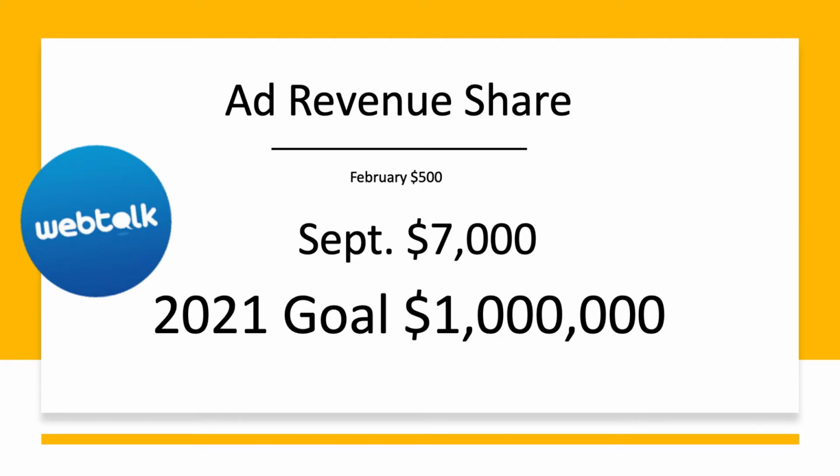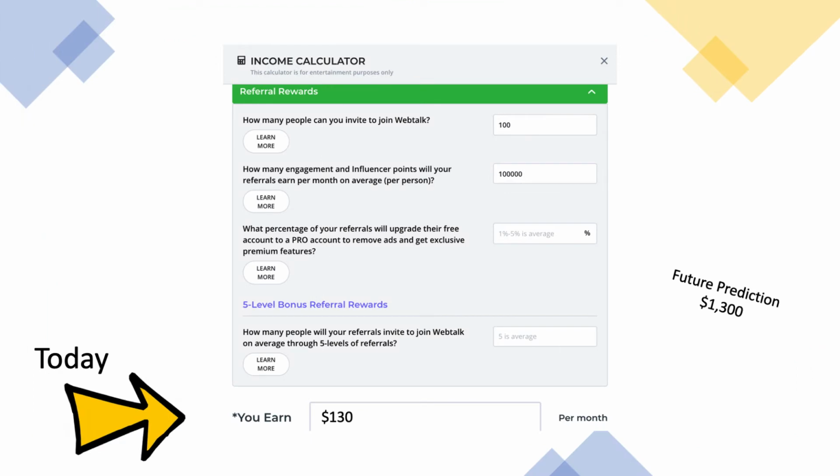The first one is ad revenue. And as you can see from this slide, the ad revenue is growing very, very quickly, from 500 in February to 7,000 in September. And the goal for 2021 is $1 million coming back to the users of the site in ad revenue alone, which is the first source of income.